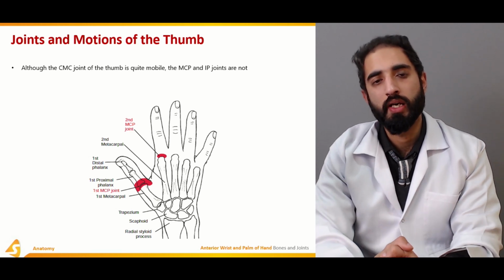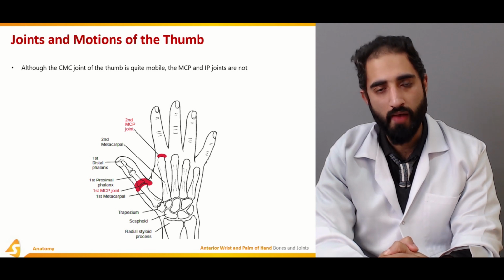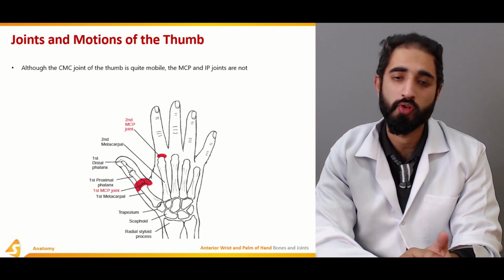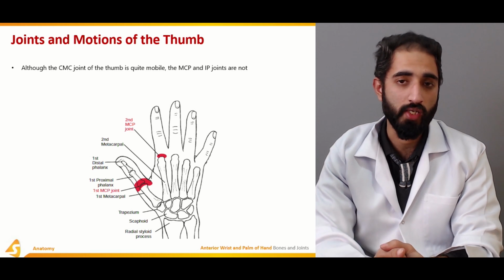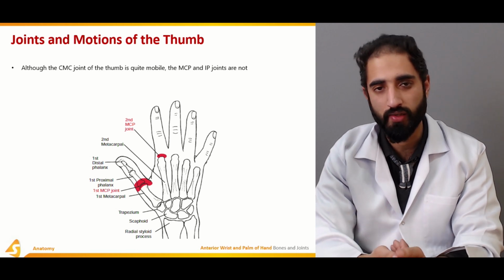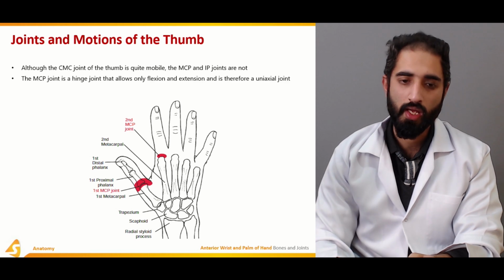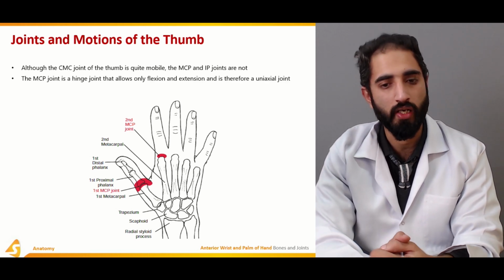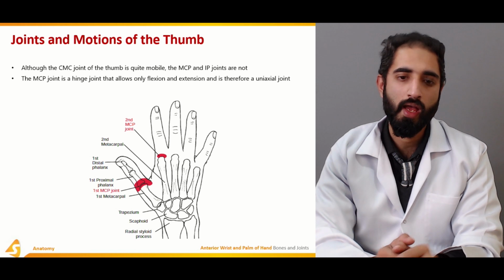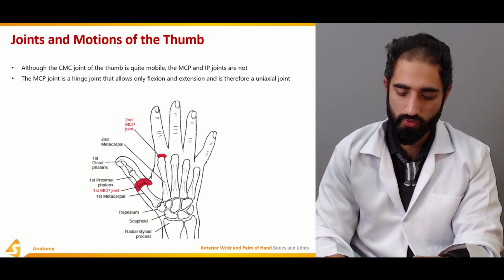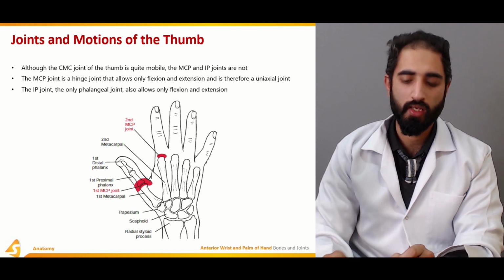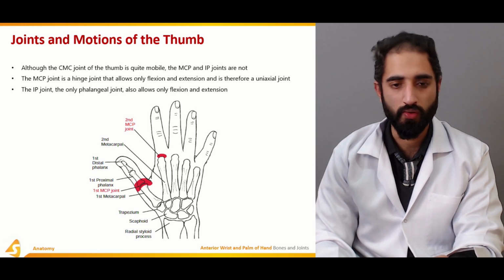So moving on, in addition to the carpal metacarpal joint, we have the metacarpophalangeal joint as well, and the interphalangeal joint. As already mentioned, the carpal metacarpal joint of the thumb is very mobile, especially as compared to the other fingers. But as compared to the fingers, the metacarpophalangeal joint and the interphalangeal joint are less mobile in the thumb. The metacarpophalangeal joint here is a hinge joint that allows only flexion and extension, whereas in the fingers it also allows abduction and adduction. Therefore in the thumb it is only a uniaxial joint. Similarly, the interphalangeal joint in the thumb also only allows flexion and extension and is only a uniaxial joint.